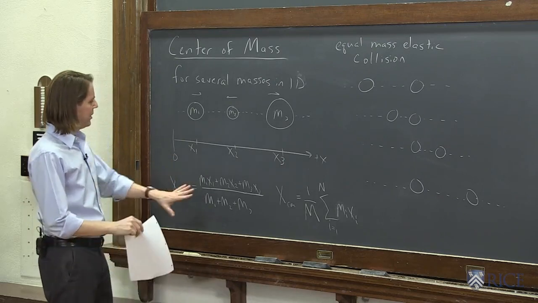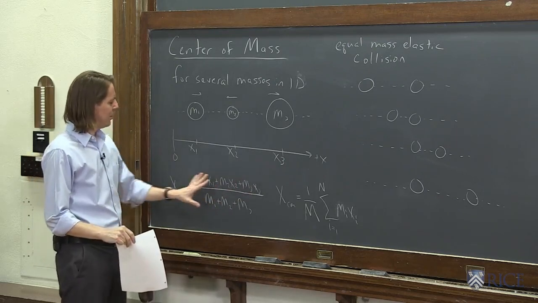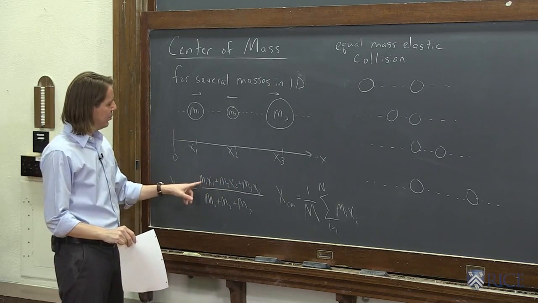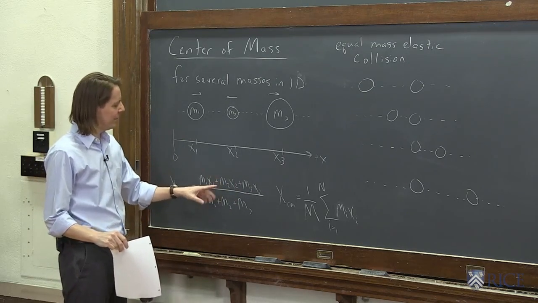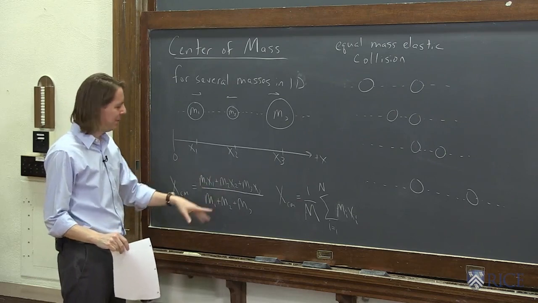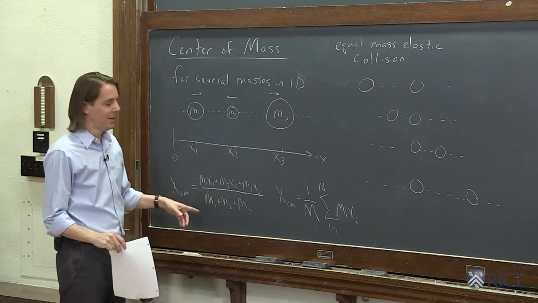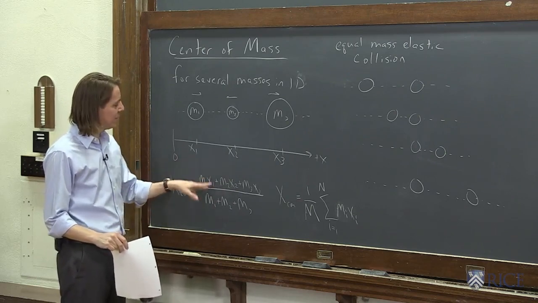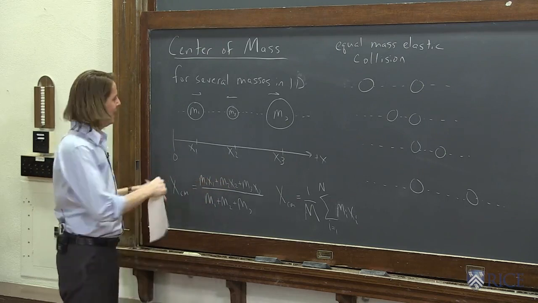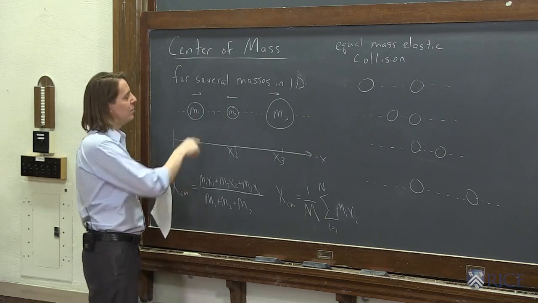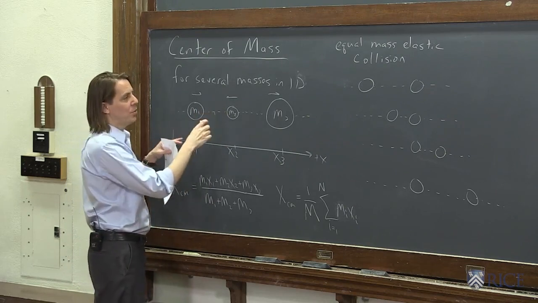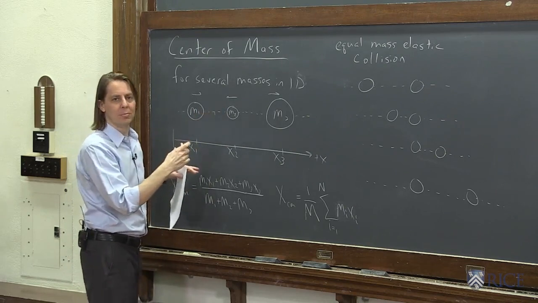Well, let's see. We could say if we just had two of them, and if they were equal, you'd have m1 x1 plus m2 x2, or, I'm sorry, you'd have m x1 plus m x2. You'd have 2m in the bottom. So the m's would cancel. You'd have (x1 plus x2) over 2. (x1 plus x2) over 2 would basically be in the middle. So the center of mass of two equal masses is always right between them, just between them.